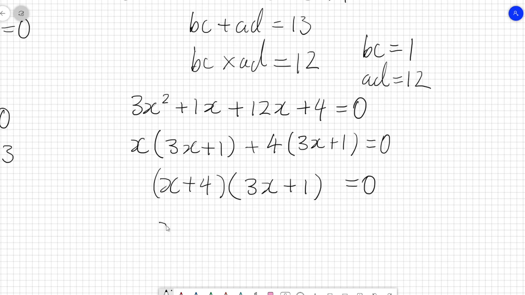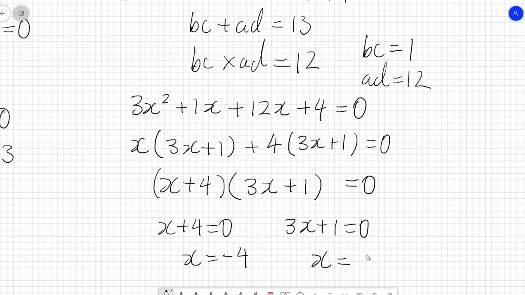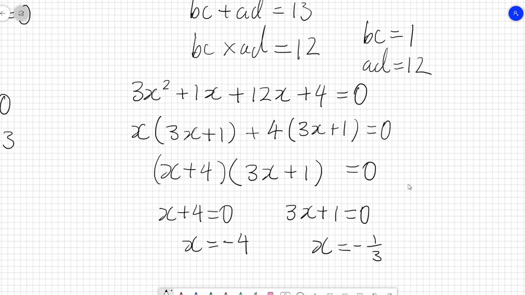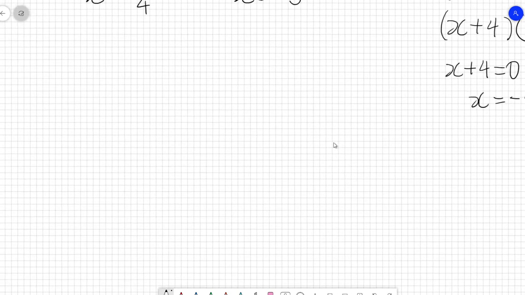And of course, x plus 4 equals 0, which means x equals minus 4. And 3x plus 1 equals 0, which means 3x equals minus 1, so x is negative a third, because 3 times a third is 1, 3 times negative a third is negative 1, and negative 1 plus 1 is 0. So here are the two solutions. Now, next one. Let's try something slightly harder.